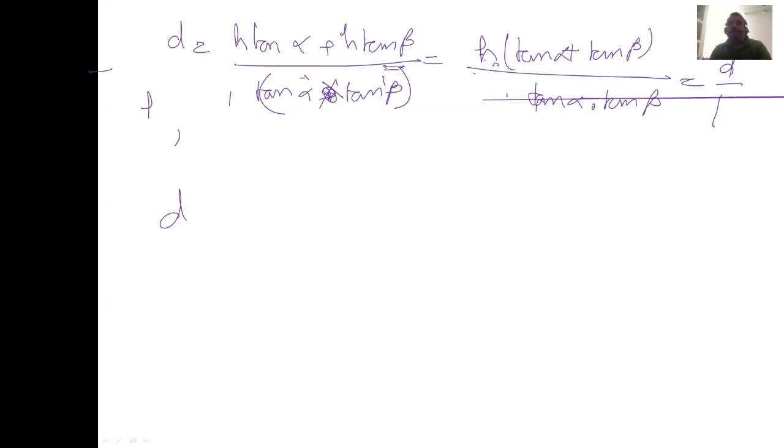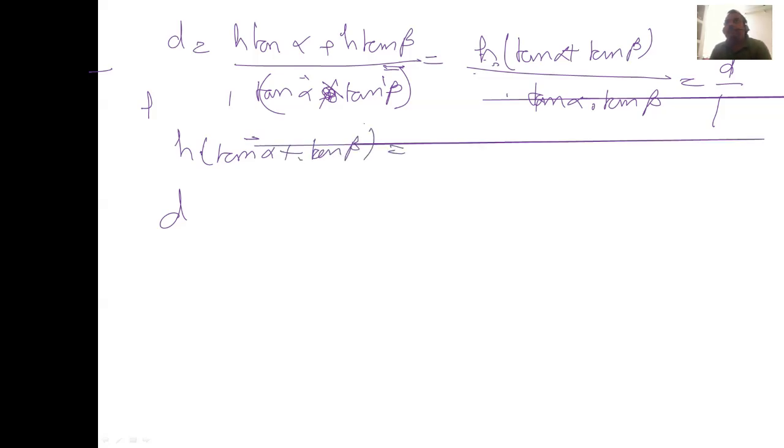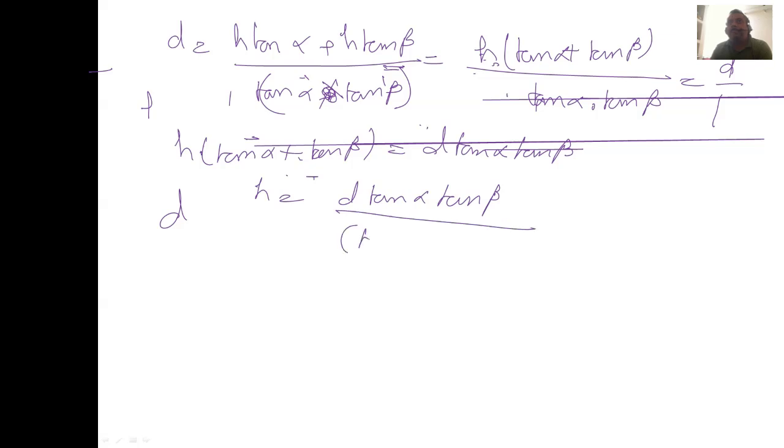Therefore, we have H tan alpha plus tan beta is equal to D tan alpha tan beta. Therefore, H, the height of the tower, is equal to D tan alpha tan beta upon tan alpha plus tan beta.